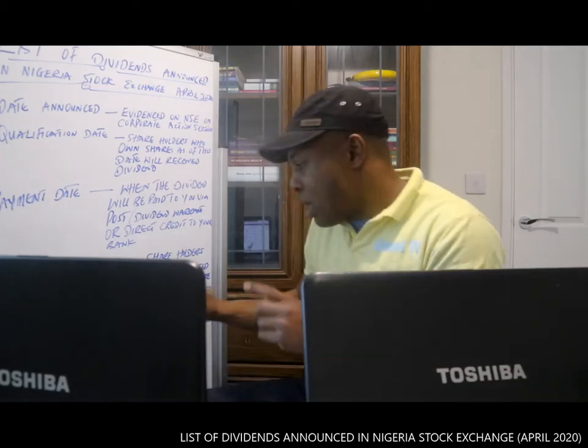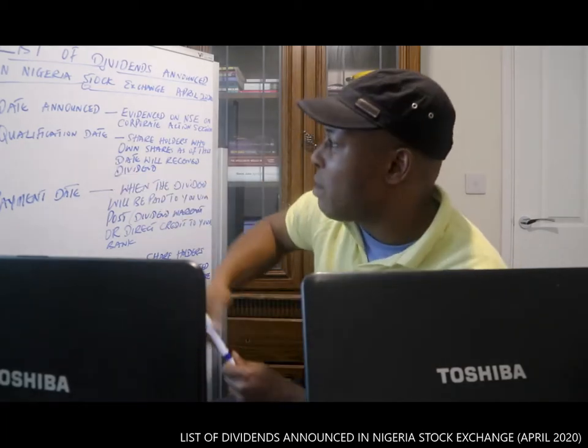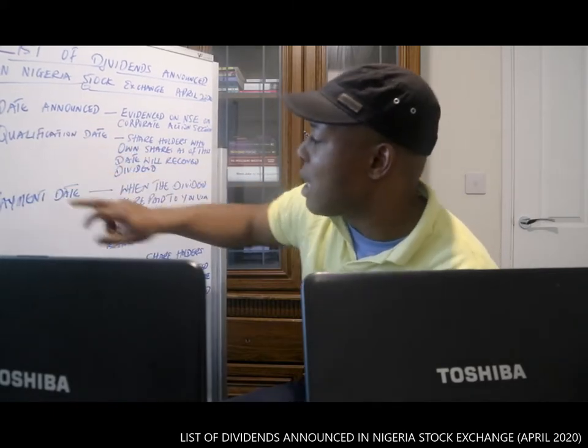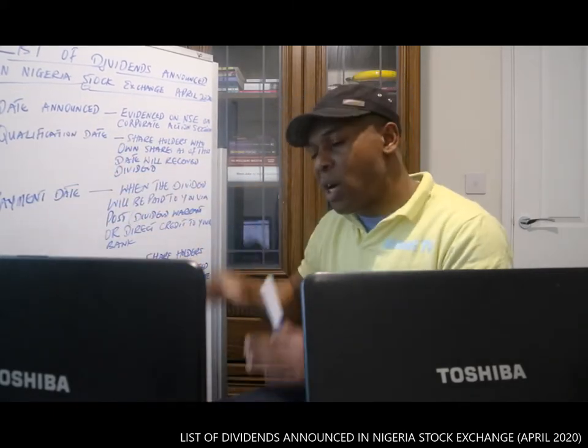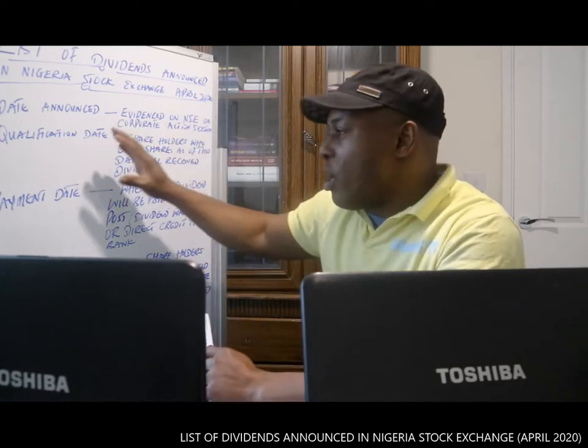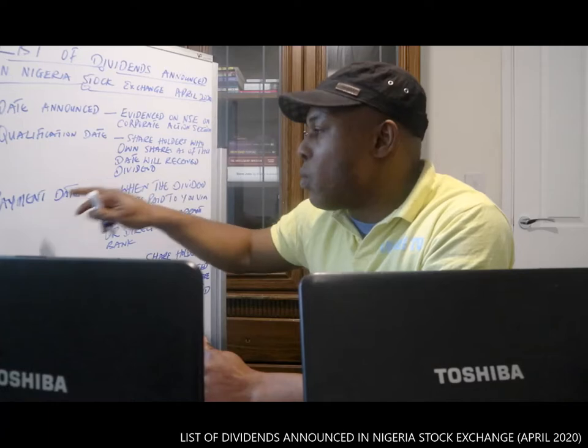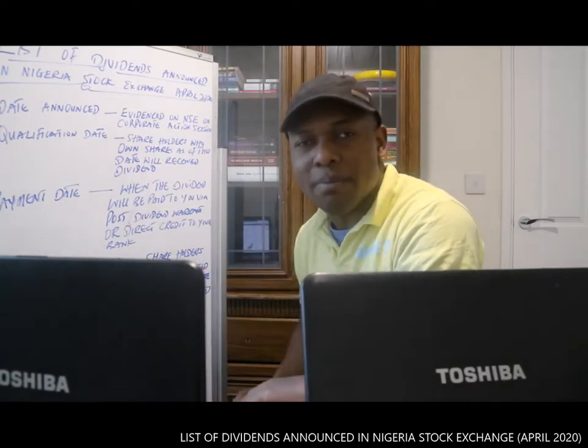Okay, so this is something you need to be mindful of. Just check the date when the qualification date, payment date and closure were announced. With this in mind, if you know the payment date and you don't receive the dividend that particular day, you start sending emails or start phoning them.